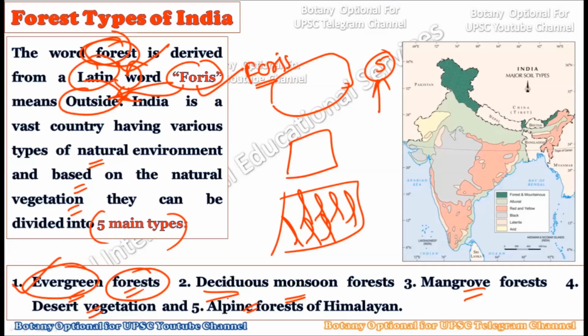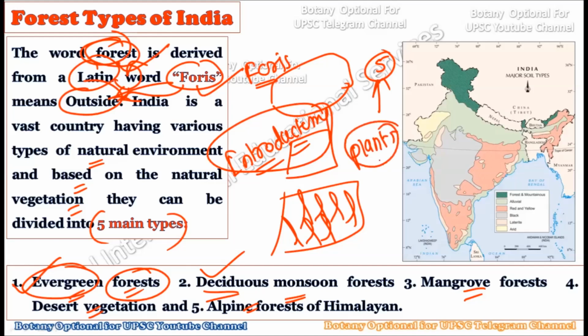Now all of these forests can be subdivided into different headings, but for that we will take a detailed video another day. Here you have to understand the introductory part regarding the forest types of India. What are the different types of forest located in India? Which types of plants are present in these forests? This only we have to discuss. So the evergreen forest, deciduous monsoon forest, mangrove forest, desert vegetation, and the alpine forest of the Himalayas are the five major types of forest found in India.